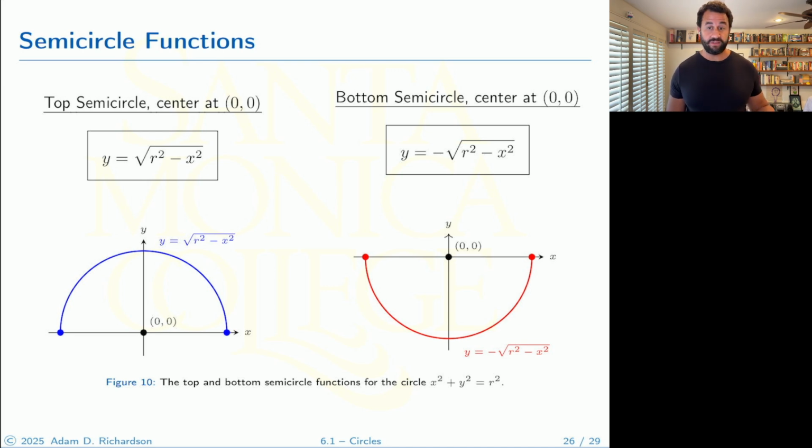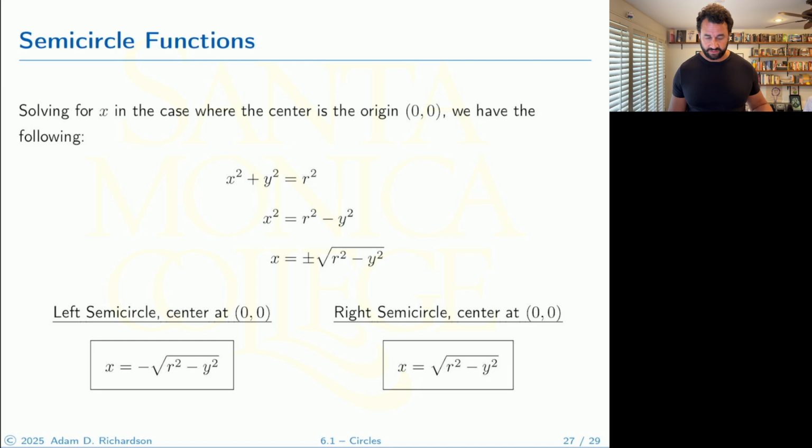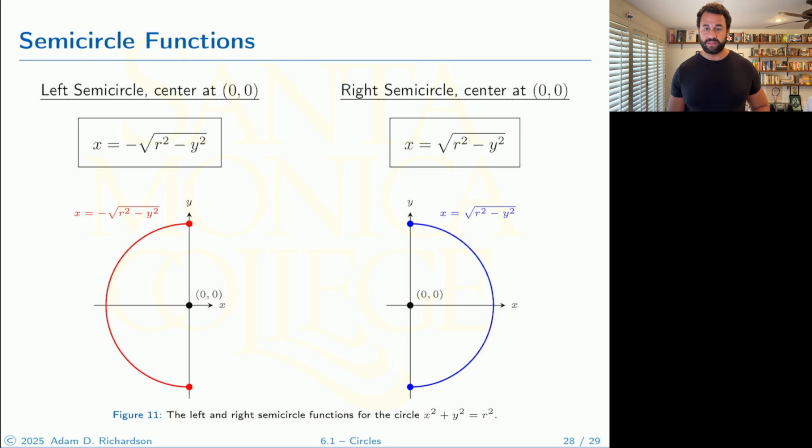Now we can do the same thing for the left and right semicircles. So again, you just solve for x instead. This is going to be the left semicircle. This is going to be the right semicircle. Here, y is our input and x is our output. And the pictures are going to look like this. There we go. Okay. So again, the left one, because this is negative, the right one, because this is positive.